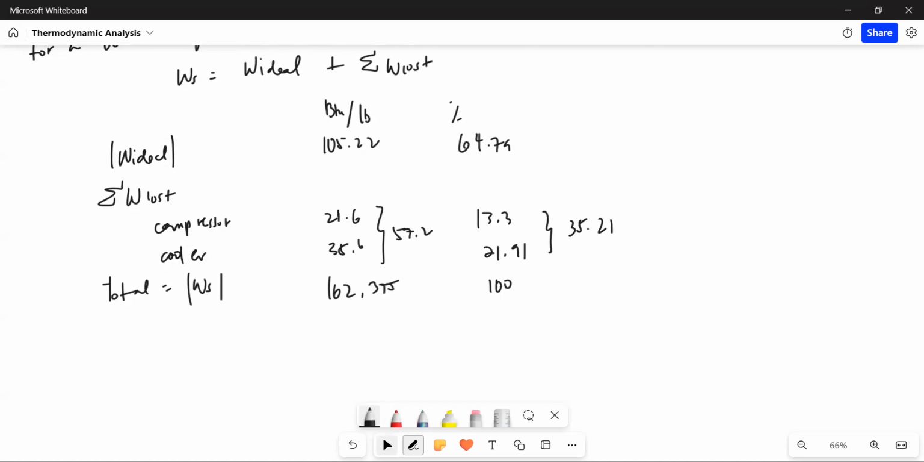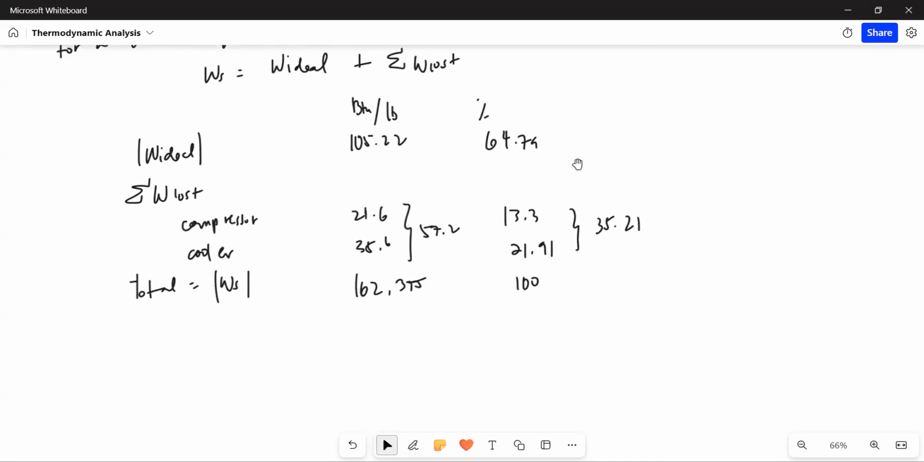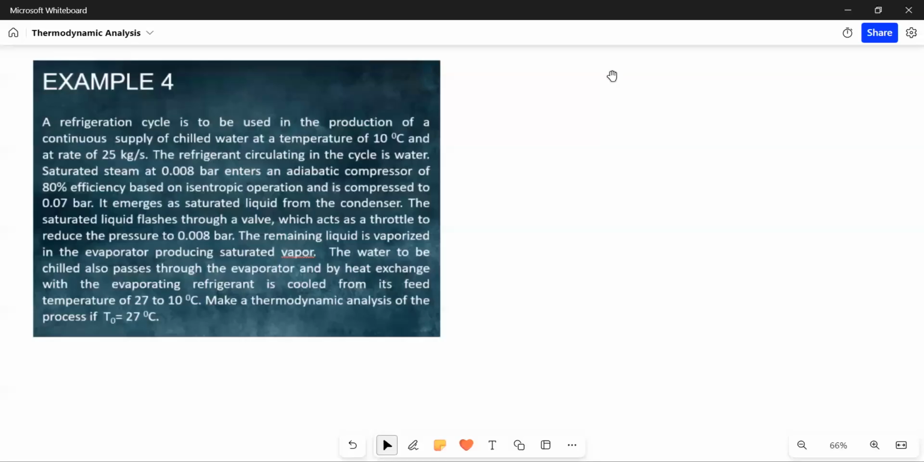And now this is our thermodynamic analysis table. So it means that out of the work actual that we inputted, 35.21% of that went to lost work. And the work ideal is 64.78% of our work actual. All right, now this ends example number 3. Let's proceed with example number 4.